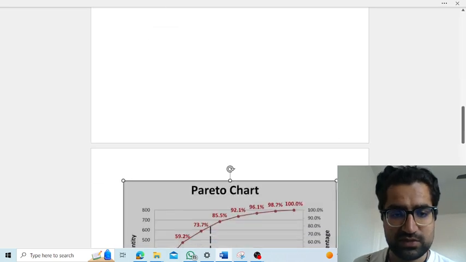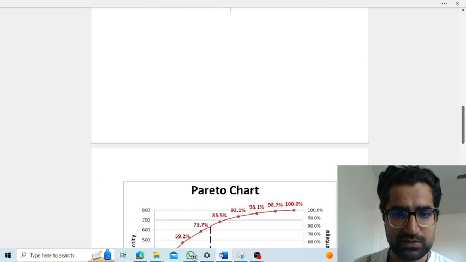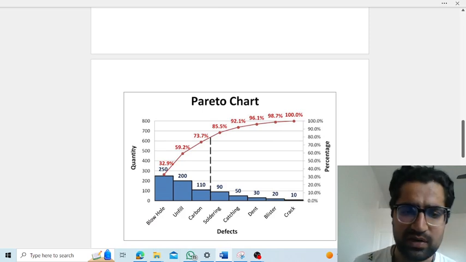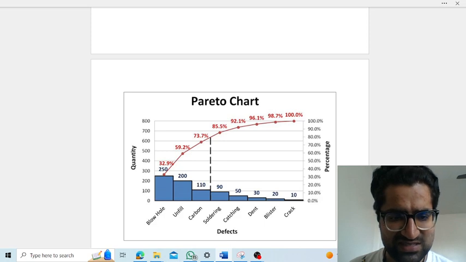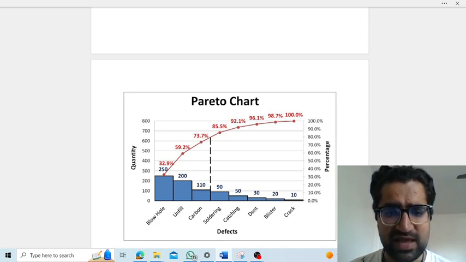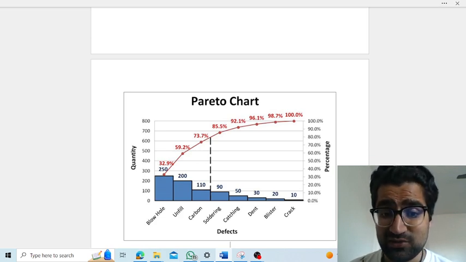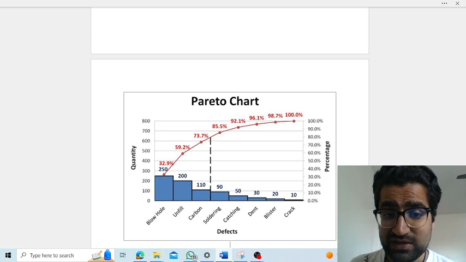Next, if we jump to the Pareto's analysis, you can see this chart. This chart has quantity on the y-axis and the defects on the x-axis. On the x-axis, the problems are soldering, catching, dent, blister or crack, unfill, which means it's not completely filled, and blowhole. So these are the problems.